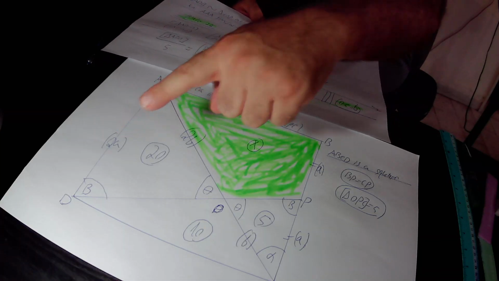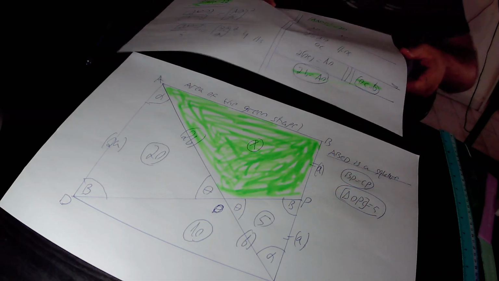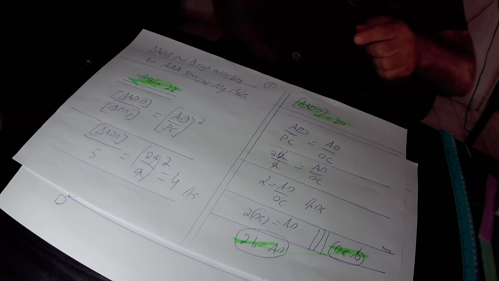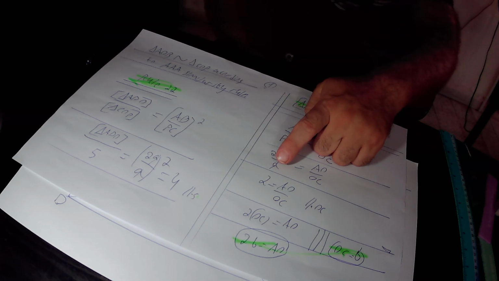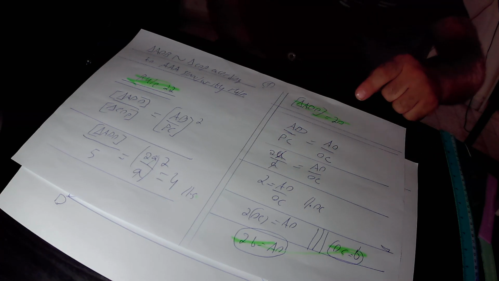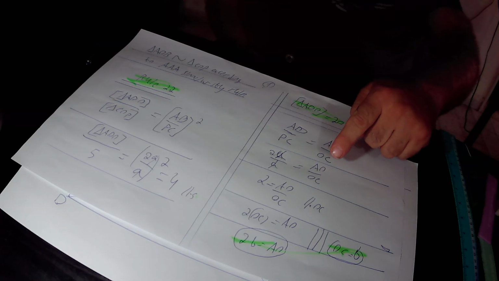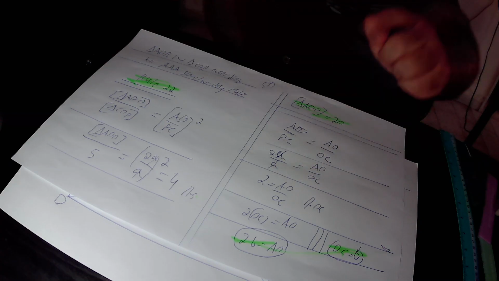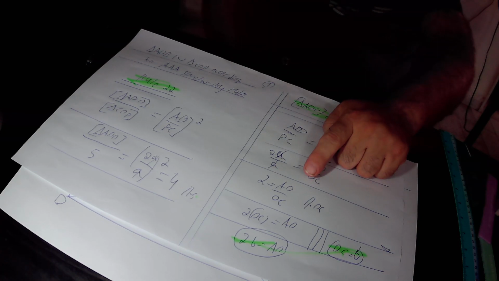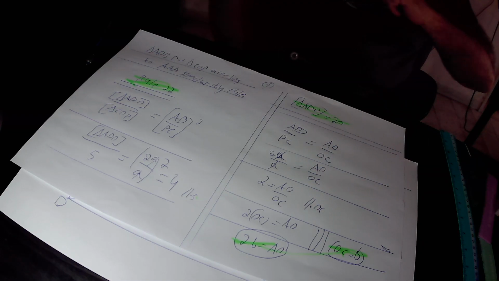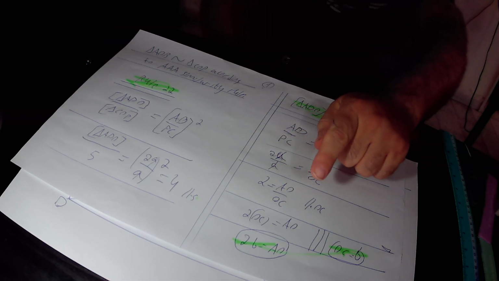AD is 2A and PC is A. We have A in the numerator and A in the denominator, so A gets cancelled. So on this side of the equation we are left only with 2. It equals AO over OC. Here, 2 equals AO over OC. Here we multiply this equation by OC and we find that 2 times OC equals AO.